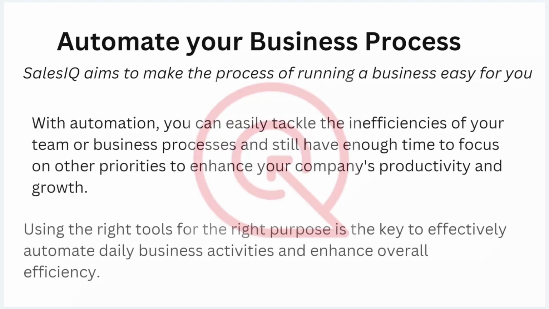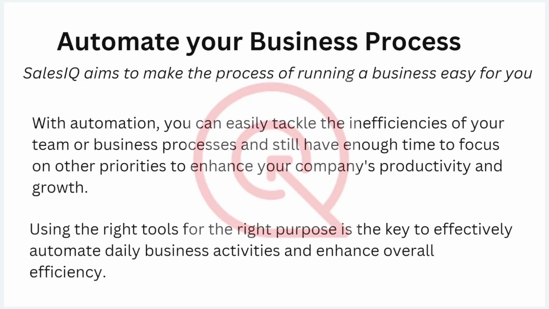So the first part is automation. Sales IQ aims to make the process of running your business automated. It aims to automate it for you. So with automation, you can easily tackle the inefficiencies of your team and build your businesses. Using the right tools for the right purpose is key to effectively automate the Zobot.